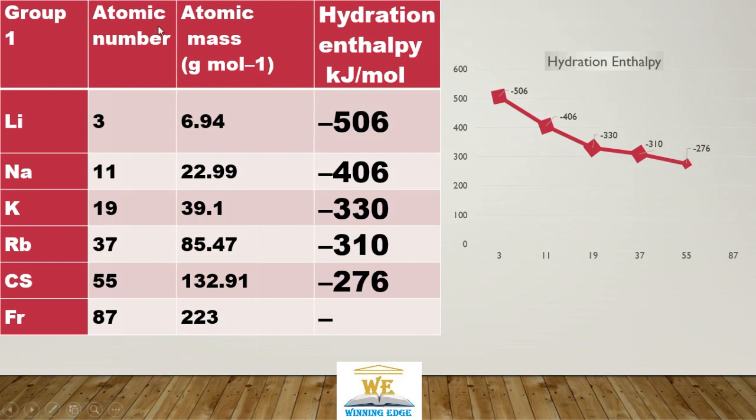Now, hydration energy of alkali metals. As we go down a group from lithium to cesium, there is a considerable reduction in hydration energy. That is because of the increasing size of the atom from lithium to cesium, which affects the charge to radii ratio.